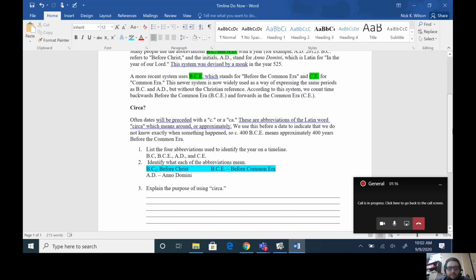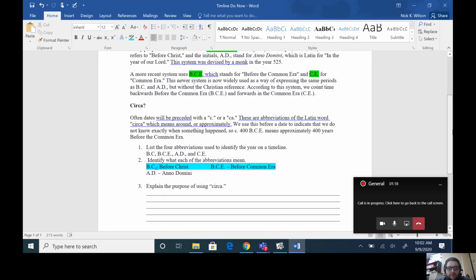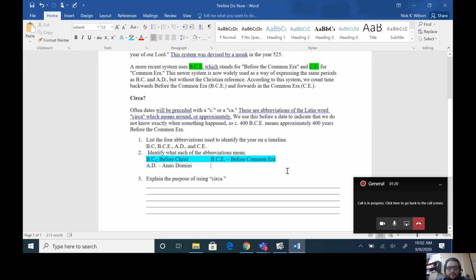You also have, for question number 2, identify what each of those abbreviations means. We've already got here in blue that BC is before Christ, BCE is before Common Era, and the reason those are highlighted in blue together is because they mean the same thing. As you'll see in just a little bit when we look at a timeline, the starting point for our timeline is the birth of Jesus. So before Christ and before Common Era both refer to the time before Jesus' birth.